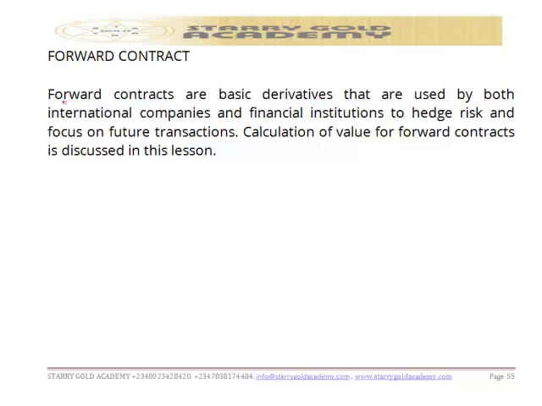And in this session, we want to look at forward contracts and how they could be valued. Forward contracts are basic derivatives that are used by both international companies and financial institutions to hedge risk and focus on future transactions. Calculation of the value of forward contracts is also discussed in this lesson. We try our best to do that.